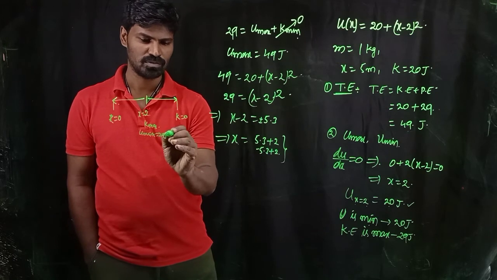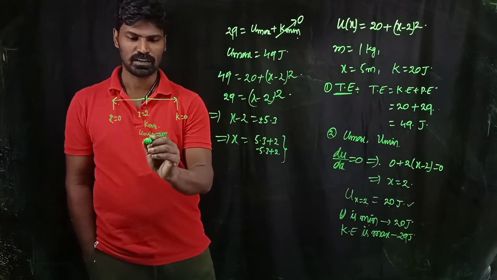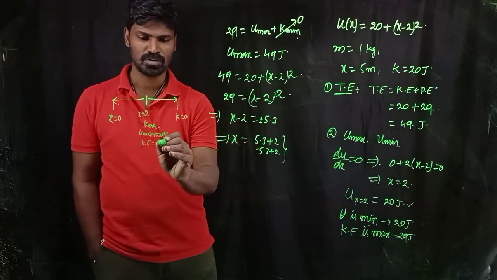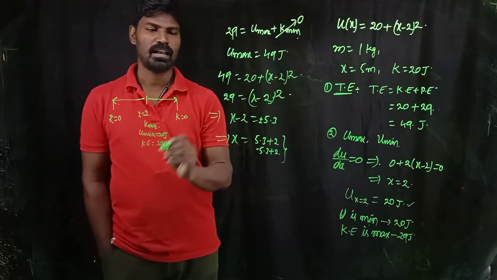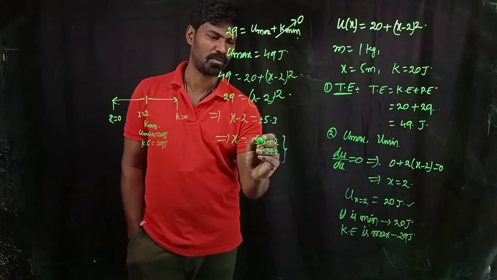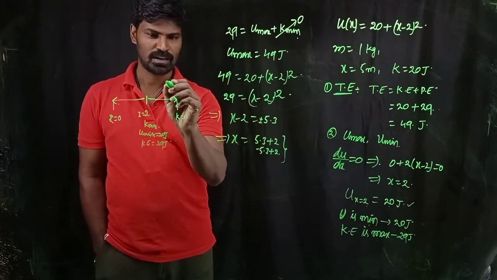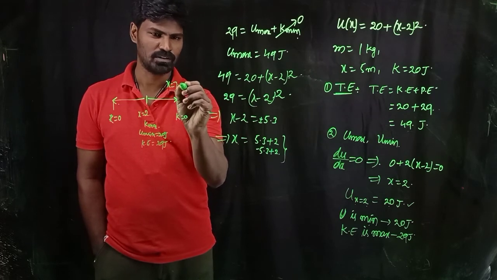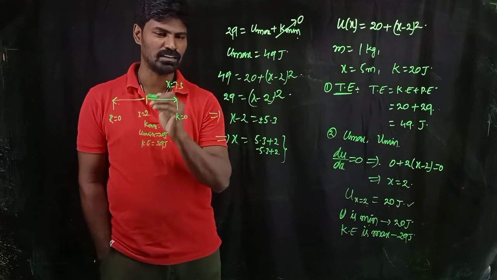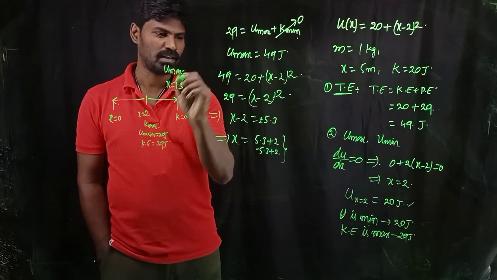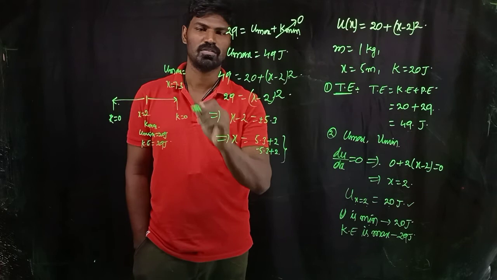Its value is how much we got here? 20 joules. Okay, at this point kinetic energy K max value is how much? Maximum kinetic energy is 29 joules. And at this right extreme end, 5.3 plus 2 is how much? 7.3. At x equal to 7.3, what's happening? Kinetic energy is 0, because of which potential energy is maximum, and its value is given by how much? 49 joules.